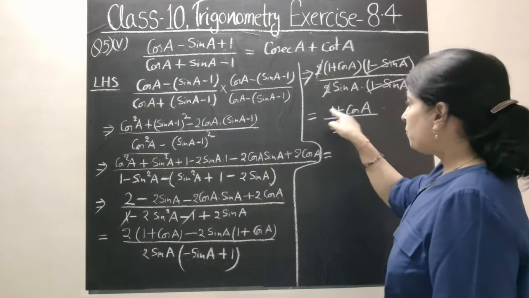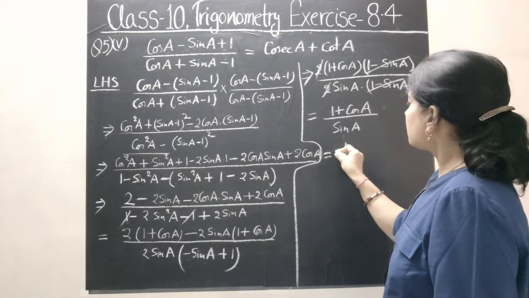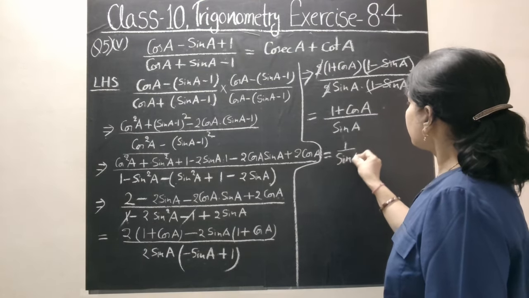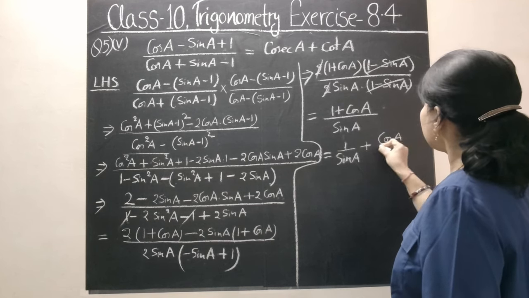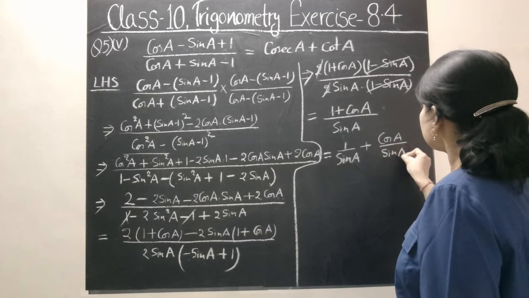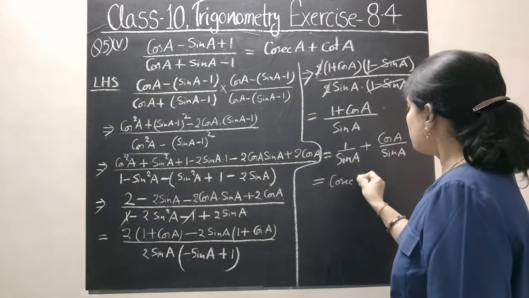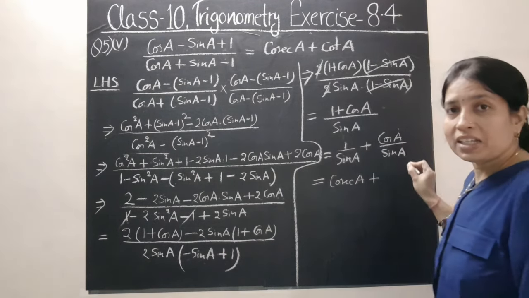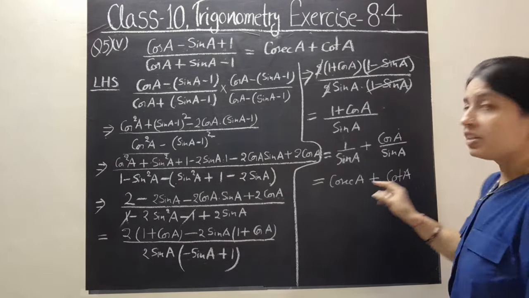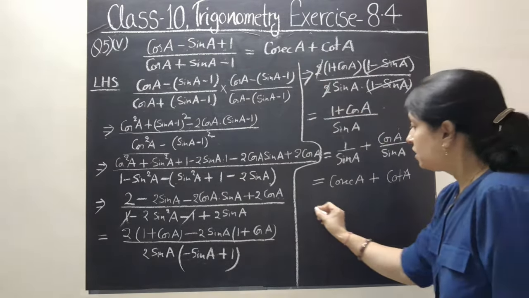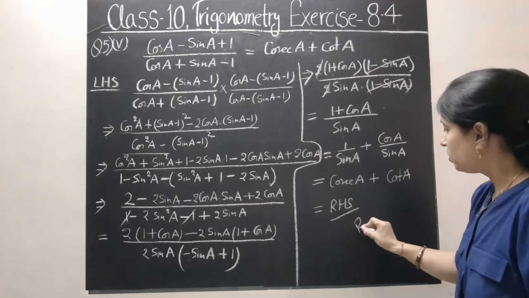So divide both the terms by sin a. When 1 is divided by sin a, you will get cosec a. First write 1 by sin A, then write here cos A divided by sin A. 1 by sin A is equal to cosec A, and cos A by sin A is equal to cot A. This one is your RHS. So write here RHS. So this one is proved.